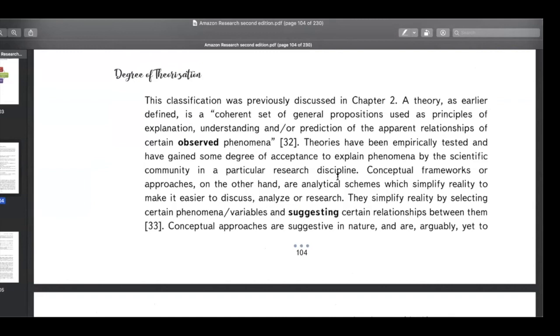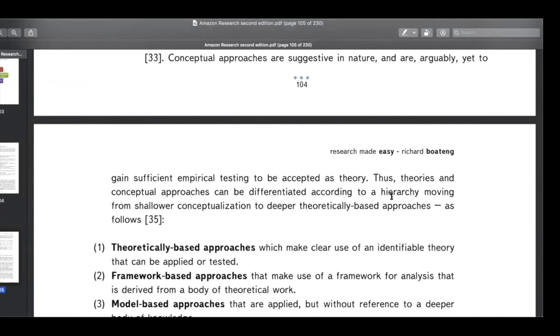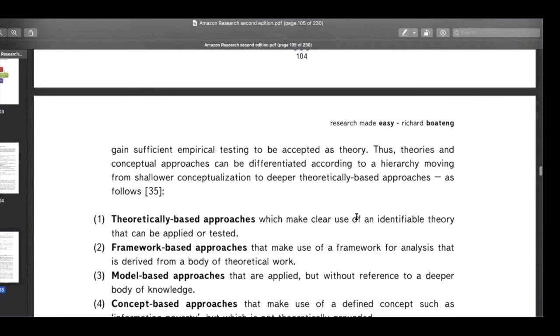Conceptual frameworks or approaches, on the other hand, are analytical tools which simplify reality to make it easier to analyze and research. They simplify reality by selecting certain phenomena or variables and suggesting relationships between them. Conceptual models are suggestive in nature and arguably yet to gain sufficient empirical testing to be accepted as a theory. Thus, theories and conceptual approaches can be differentiated according to a hierarchy, moving from a shallow level conceptualization to deeper theoretical based approaches. So something may be at a lower level and climbing up.